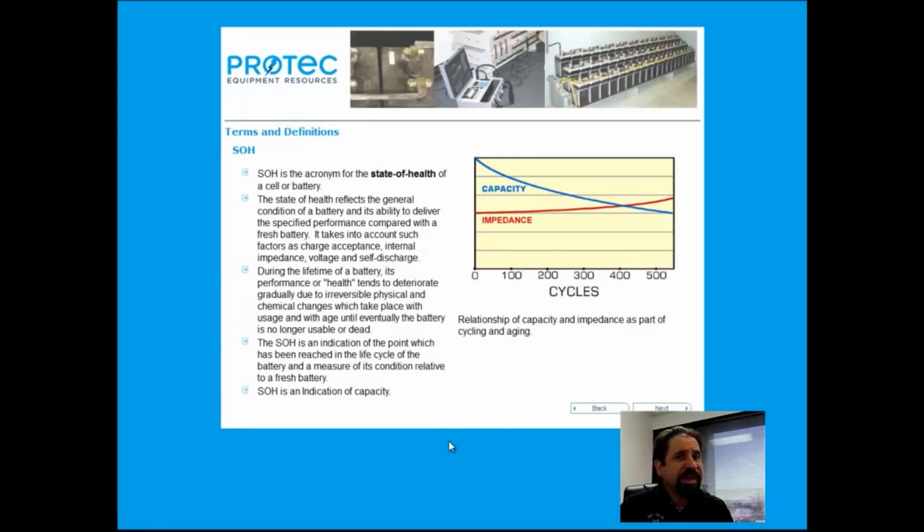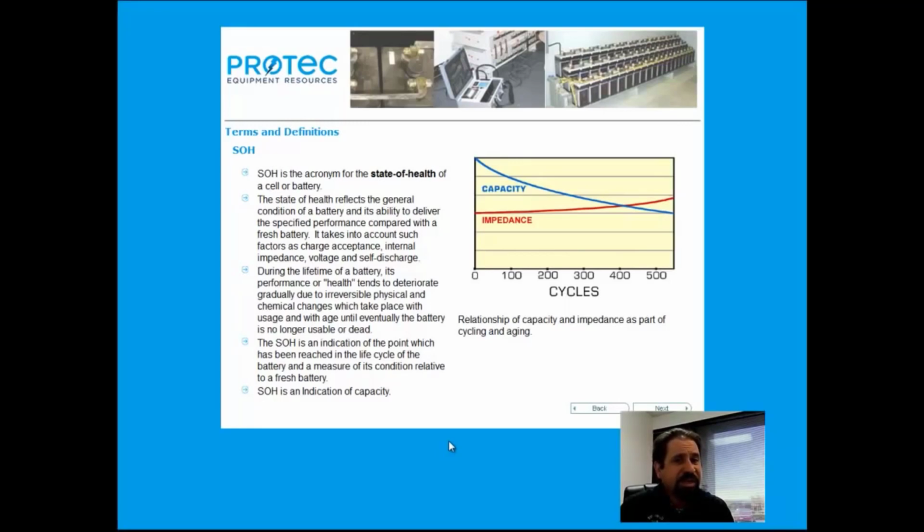SOH is the acronym for state of health of a battery or a cell. The state of health reflects the general condition of a battery and its ability to deliver the specified performance compared with a fresh battery. It takes into account such factors as charge acceptance, internal impedance, voltage, and self-discharge. During the lifetime of a battery, its performance or health tends to deteriorate gradually due to irreversible physical and chemical changes, which take place with usage and with age until eventually the battery is no longer usable or dead.